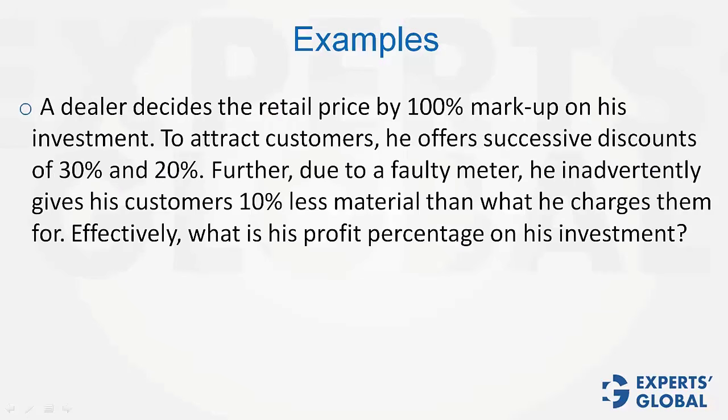Look at this one. Please try solving it yourself. You have to be careful about various things here. The cost price is 100. Then he marks up by 100%, so 200 is the marked price. Then he gives two successive discounts of 30% and 20%. 30% discount on 200 would make it 140. Then 20% discount on 140 will make it 140 times 0.8 equals 112.